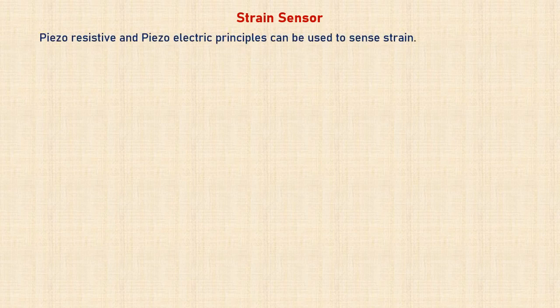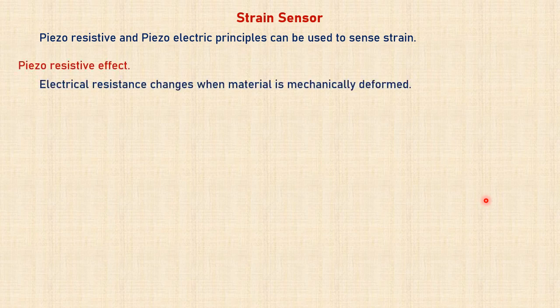Students, let us now try to understand what is a strain sensor. Usually, we employ piezoresistive and piezoelectric principles to sense strain. Now, let us try to understand what is piezoresistive effect. Electrical resistance changes when the material is mechanically deformed. This is what we call piezoresistive effect.